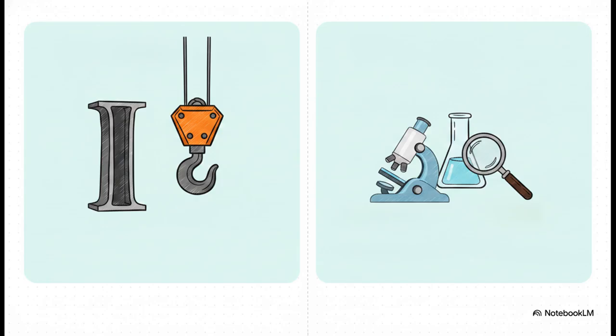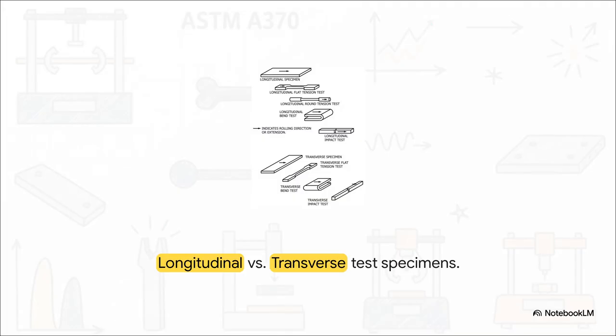Now contrast that with the E standards you might see referenced, like ASTM E8 or E18. The E standards focus on general test methods and practices across all sorts of various materials. So A370 is our specific steel playbook, but it frequently references those E standards for the more general testing procedures. And this concept brilliantly illustrates one of the most absolutely crucial ideas in material testing, orientation.